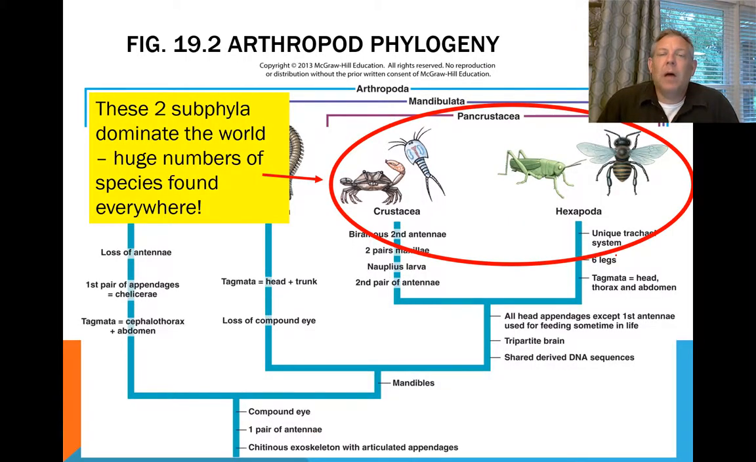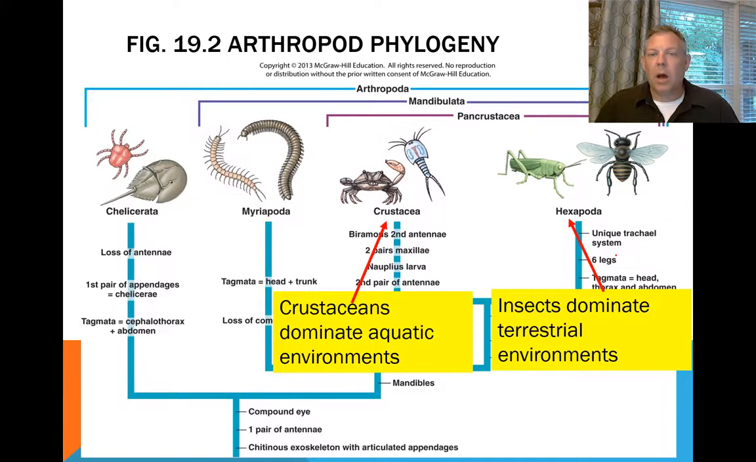Okay, the last 2 subphyla here are huge, and these are where most of your arthropods are found. These contain most arthropod species, and you're familiar with lots of the organisms in these 2 subphyla. Huge numbers of species found everywhere, just completely so important to ecosystems, any type of ecosystem. And so we've got the crustaceans and the hexapods. The hexapods are mostly insects.